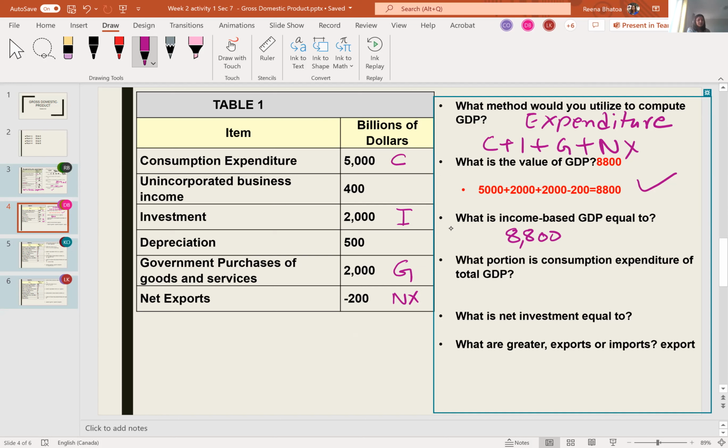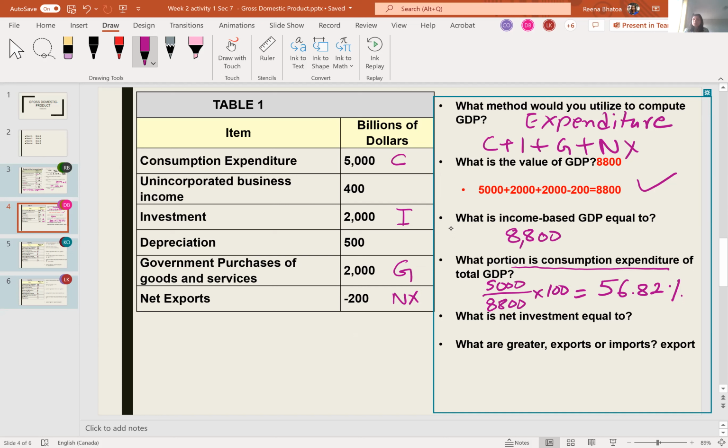Can you calculate the portion of consumption expenditure of total GDP? Oh, DN, you did it. So what I receive is 56.82%. Thank you. Just for everyone, I'm writing the formula quickly. Our consumption is 5,000 and GDP is 8,800, times 100, which should be equal to 56.82.